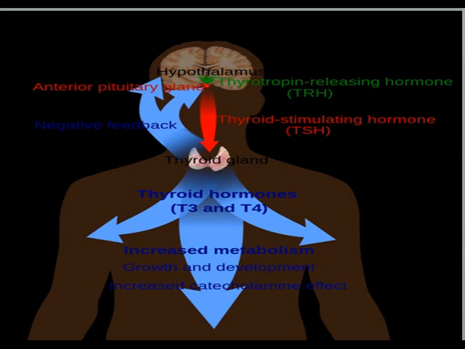The hypothalamus releases thyrotropin releasing hormone that stimulates the anterior pituitary gland to release thyroid stimulating hormone. Thyroid stimulating hormone acts on the thyroid gland to cause release of thyroid secretions T3 and T4, which perform their respective functions. A negative feedback mechanism helps in the control of thyroid secretion.